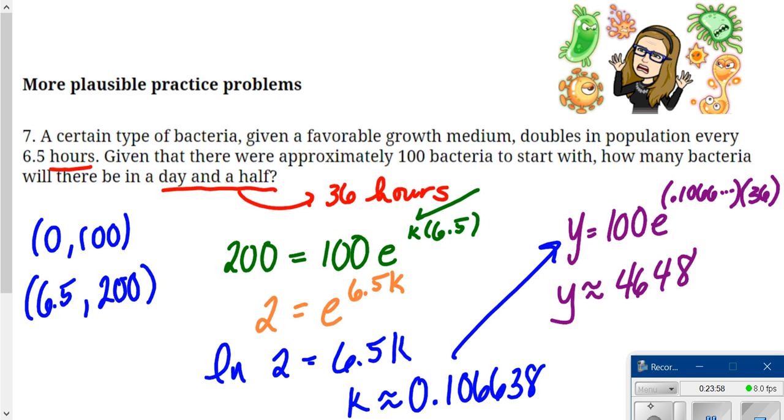So 100 e to our constant, 0.10666, whatever, times 36, because a day and a half was 36 hours, and we should come out with 4,648 bacteria, rounded to a whole number because of whole number bacteria, okay?